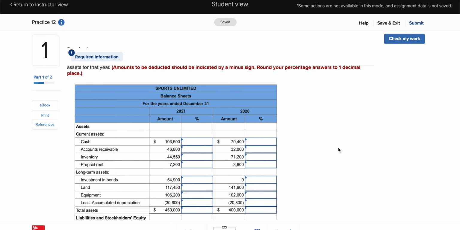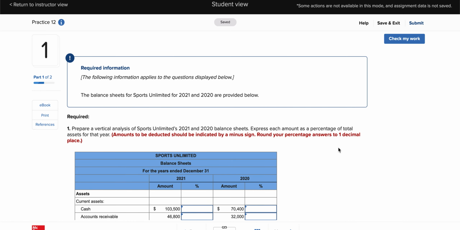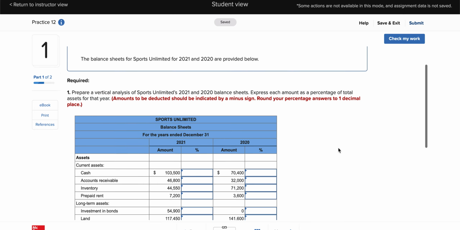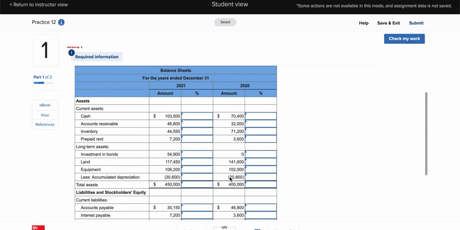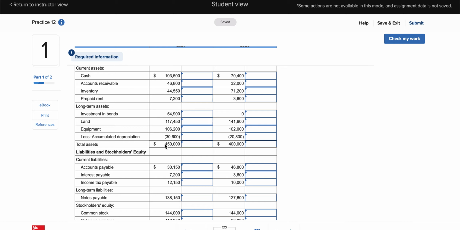And we have some information here on a company called Sports Unlimited. We have their 2021 and 2020 balance sheets. In this first problem, they want us to express each amount as a percentage of total assets for the year. So we're looking at the balance sheet and wanting to do a vertical analysis. Why do we call it vertical? Because we're going up and down as we do these calculations. Where the balance sheet is concerned, we are going to look at total assets as our base point. We're going to simply divide every single item on this balance sheet by total assets.